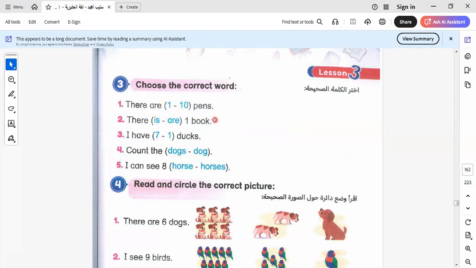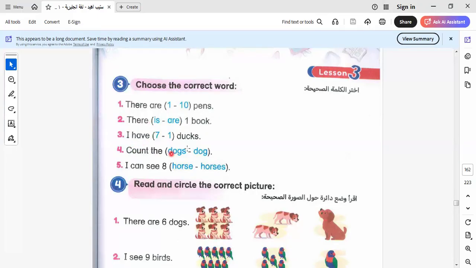Okay, if you don't have S, I can't select number 1 because it's singular. Let's do this exercise together. There are space. Here we have "there are," so this is plural. Can I select one? No, it will be here, 10. Their space is or are. Here is 1. 1 is singular, so I select is.